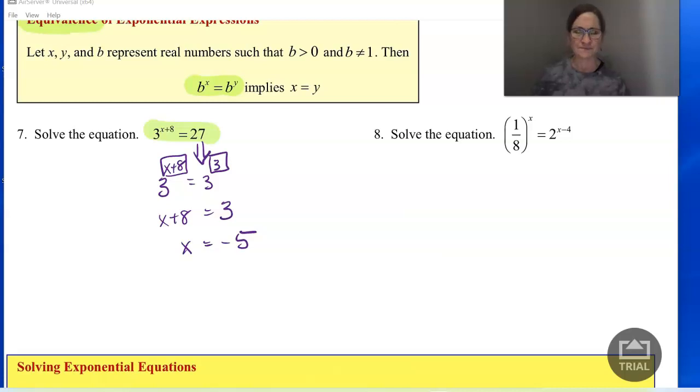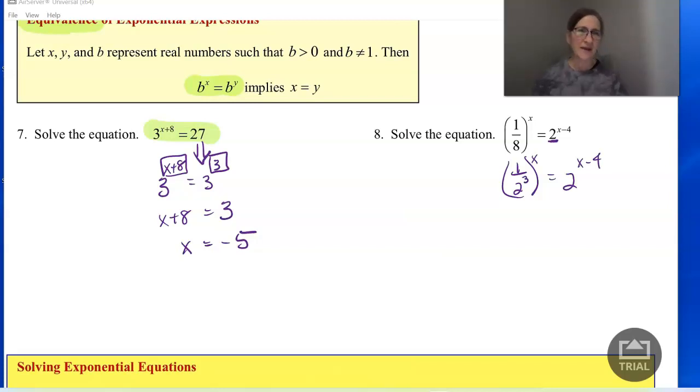Let's look at number 8. So with number 8, this one's kind of fun. All right, I see here a base of 2. I would really like a base of 2 with the 1/8. So how do I get that? Well, I know that 2 cubed is equal to 8. So I can change that to (1 over 2 cubed) raised to the x is equal to 2 to the x minus 4. I'm getting close.